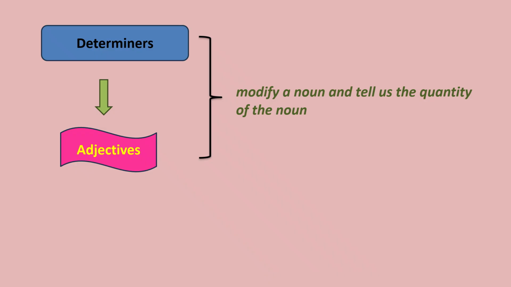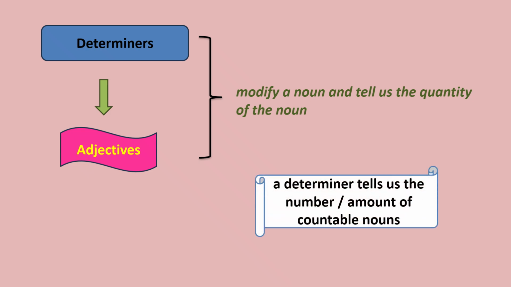Now let's come to determiners. Determiners are also a class of adjectives that tell us something of the noun that they modify. The chief difference between a quantifier and a determiner is that a determiner tells us the number or exact amount of the countable nouns.